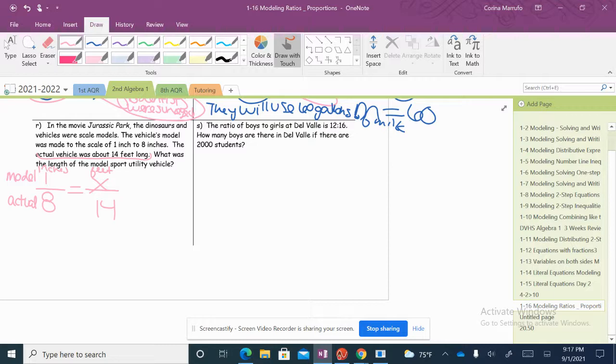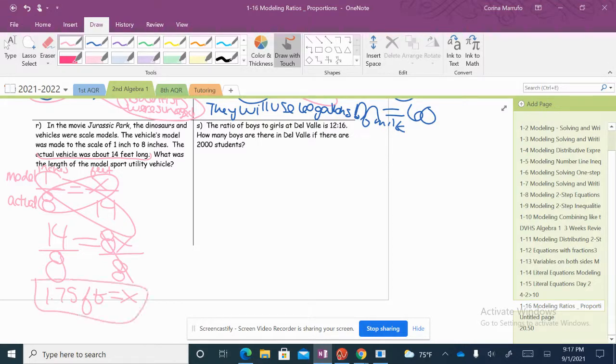So the word is so weird. Alright, so we cross multiply, so we get 1 times 14 is 14. 8 times x is 8x. I feel like there's something weird. And then we divide both sides by 8. This cancels. 14 divided by 8 gives us what? 1.75? So 1.75 feet equals x. I don't like the way that one is worded.